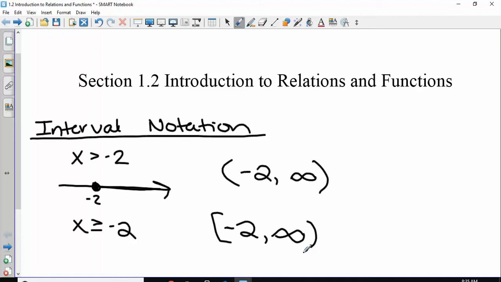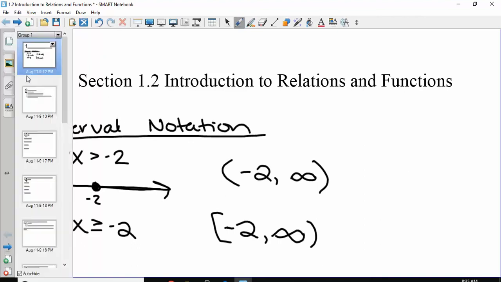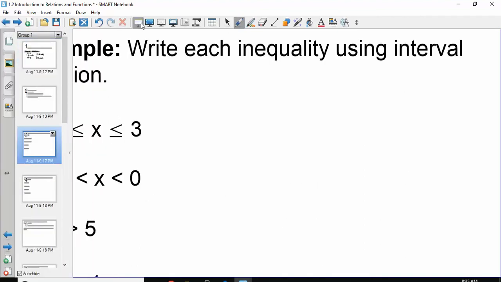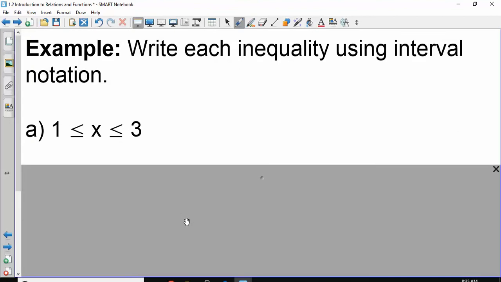So I just want to take a few inequalities and see if we can write them as an interval and show that we understand that notation. It can be helpful, especially when you're first learning this, if you just draw yourself a number line. You don't have to, that's not part of the answer, but it can make it a little more clear.